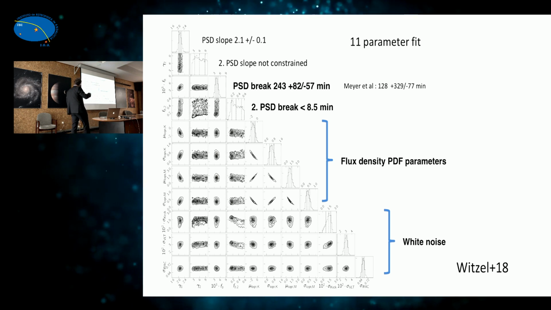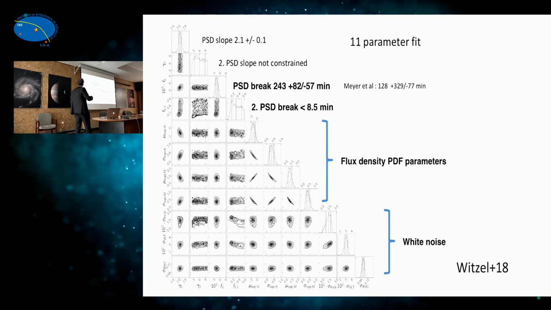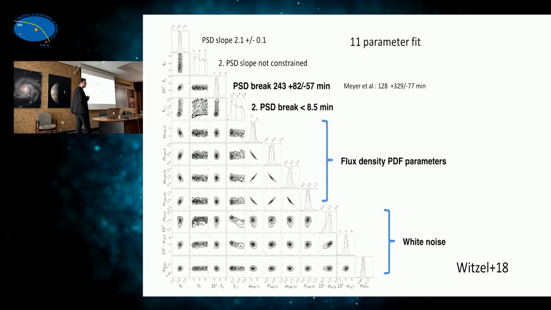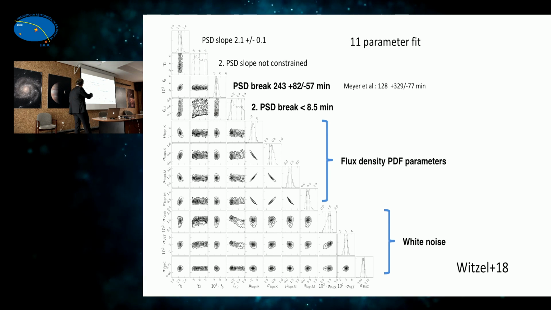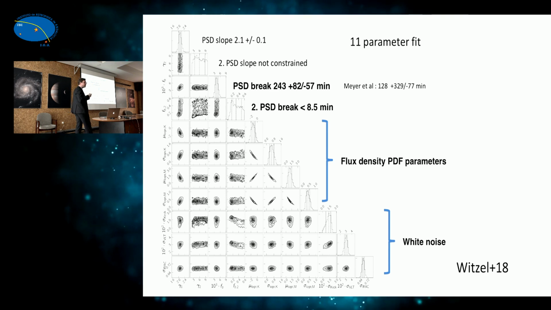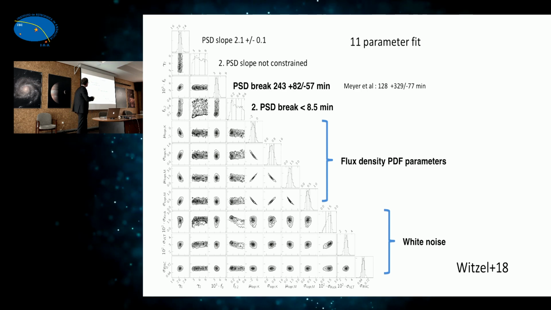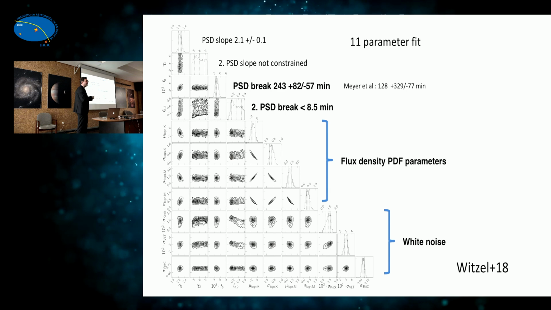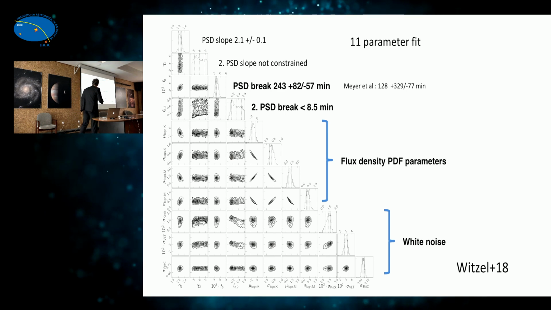Then the main PSD break time scale, which has unprecedented precision now, and we again have a non-constrained second PSD break time scale. However, it's unconstrained because it's so close to the white noise, but it still delivers you an upper limit. So if there would be a signature of the innermost stable orbit, we can say it should be at a frequency higher than 8.5, or at a time scale lower than 8.5 minutes.